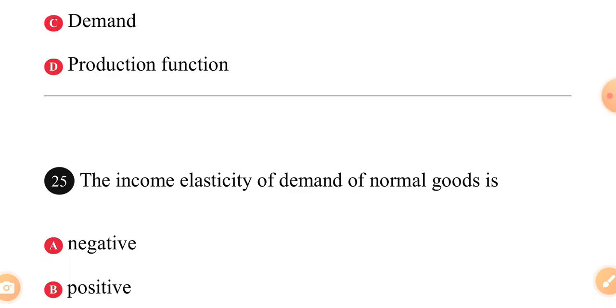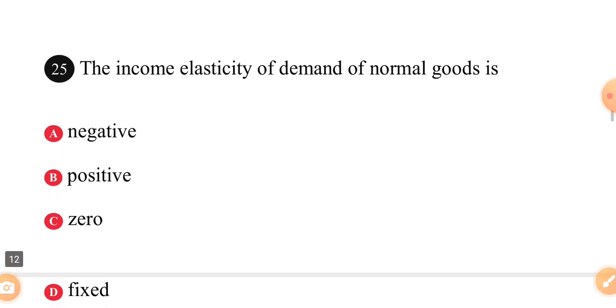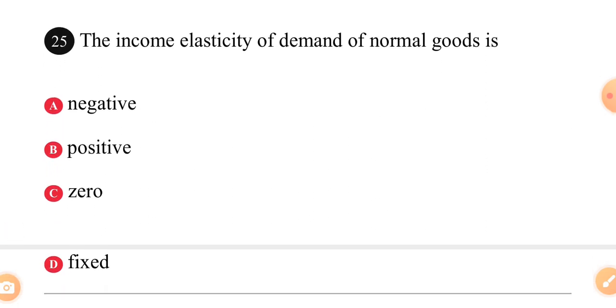We now proceed to question 25. The income elasticity of demand of normal goods is dash. A, negative. B, positive. C, 0. D, fixed. I told you that elasticity of demand and supply will always come out for you. The answer is B. It is positive.